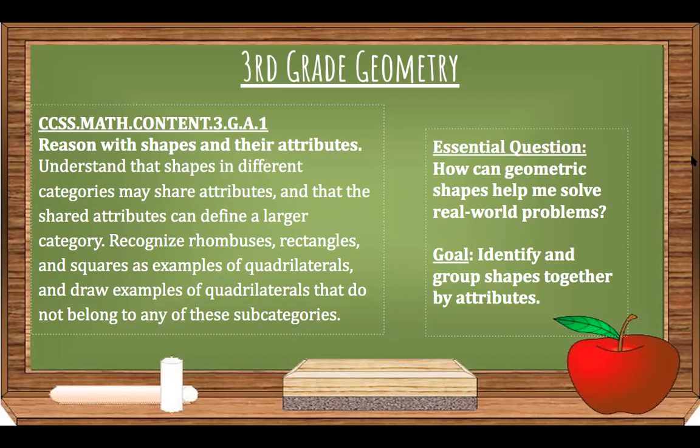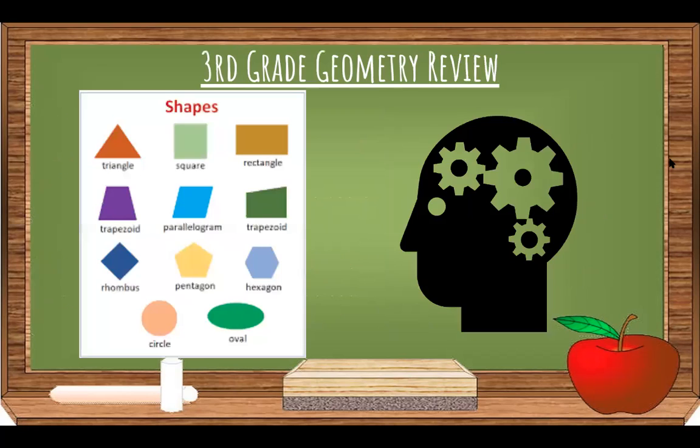So before we continue on more about this lesson and this standard, let's have a review about what we learned in the previous years, maybe in first grade, second grade, even kindergarten. So let's talk about shapes. We know about triangle, square, rectangle, trapezoid, parallelogram, rhombus, pentagon, hexagon, circles, and ovals.